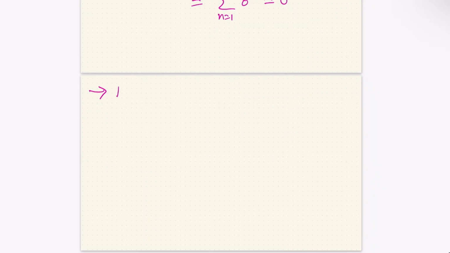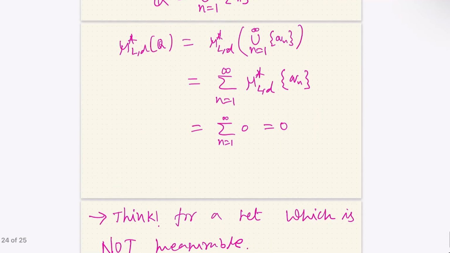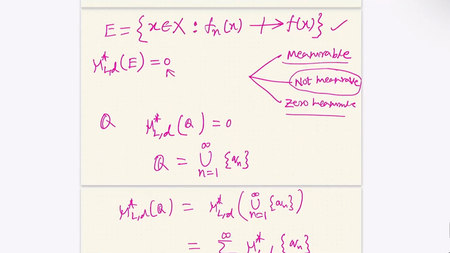Think of a set which is not measurable. This is important. Let us understand the context of sets in the definition of measurability.